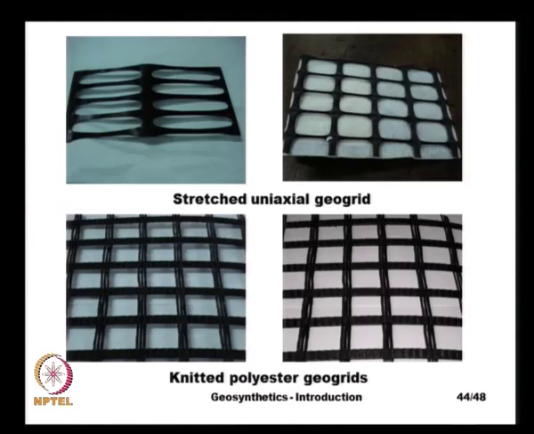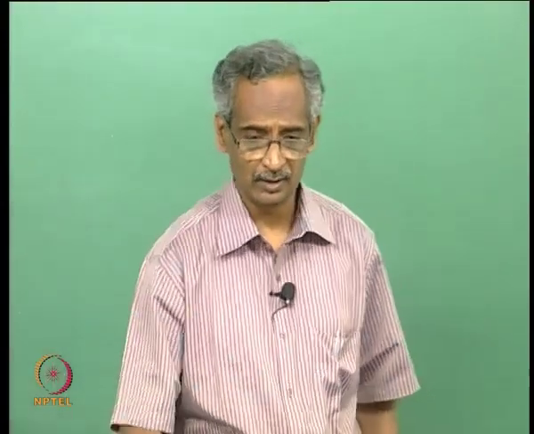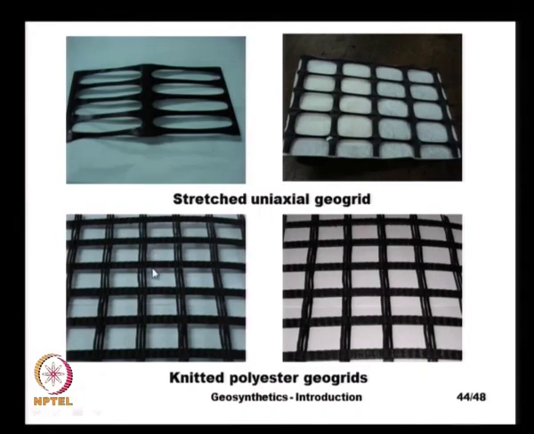These are some examples of the different types of geogrids. On the top left hand side, we see an example of a stretched uniaxial geogrid. Here we see a composite of two materials, a geotextile combined with a geogrid, and that can serve two different purposes: one is reinforcement and the other is a separator or filter layer. And at the bottom, we have the knitted polyester geogrids. They are made by a weaving process and a knitting process.